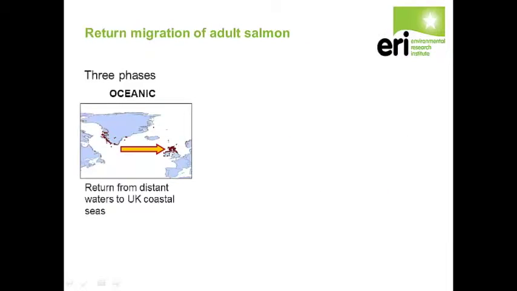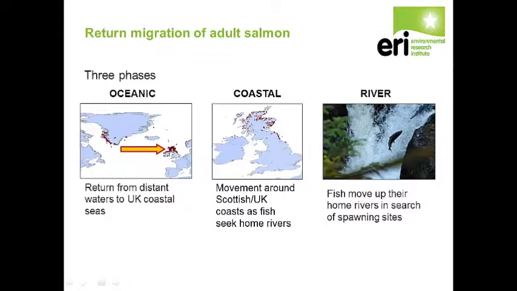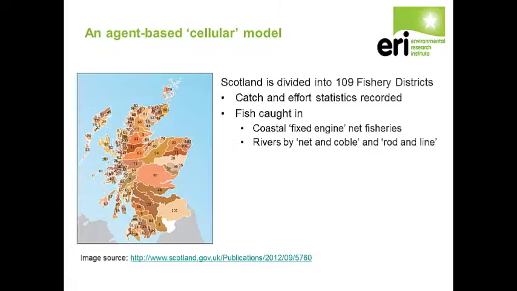So we can think crudely of the return migration of adult Atlantic salmon as being divided into three phases. Firstly, an open ocean phase, where they return from their marine feeding grounds to the coasts of the UK and Scotland and Ireland. Followed by what could be thought of as a coastal phase, where they move around the Scottish and UK coast seeking their home rivers, and then finally they migrate up their home rivers in search of spawning sites. And again today the main focus is going to be on this approximately coastal phase.